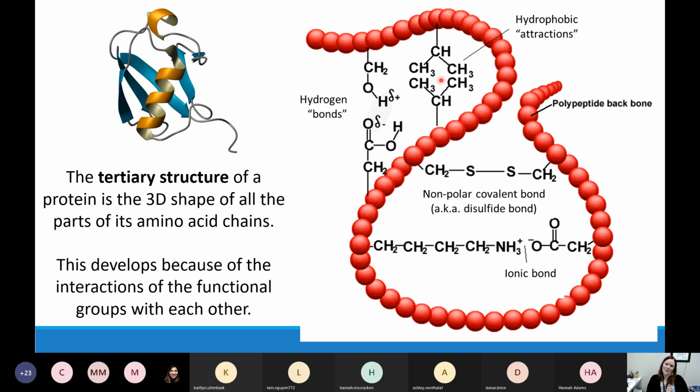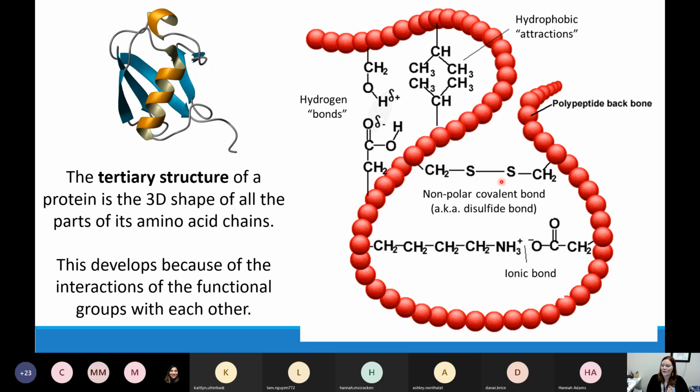All right, so we have talked about hydrogen bonds between the dipoles on these two amino acids. We've talked about hydrophobic attractions between two amino acids that don't like water, so they squeeze together to keep the water out.